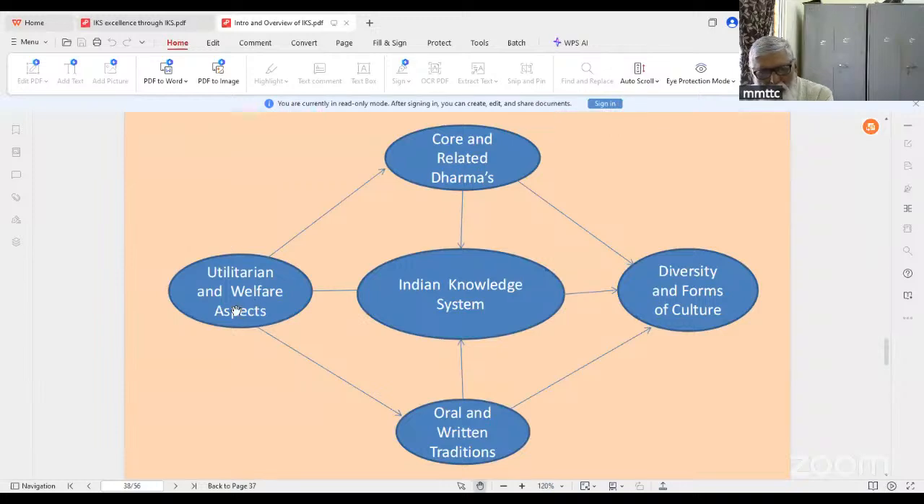Okay, so this is how every knowledge system survives. Every knowledge system survives by giving an identity, having a corpus of knowledge, both oral and written, and a tremendous amount of diversity of forms and cultures, which also, when it comes to welfare, is a huge economic activity.